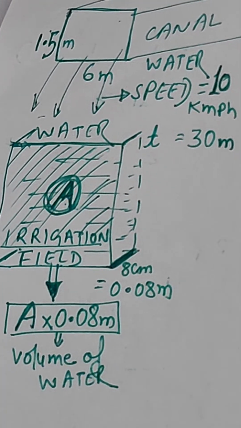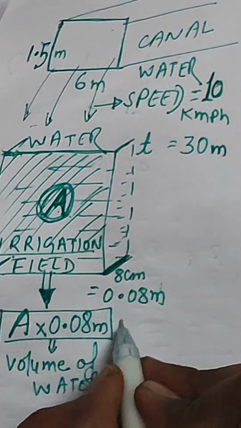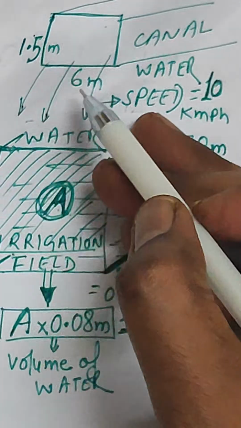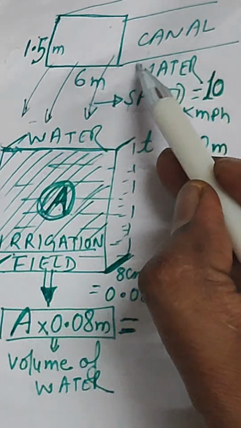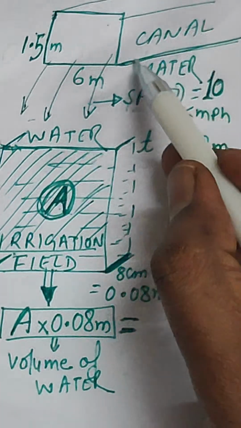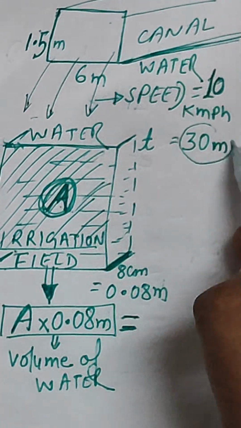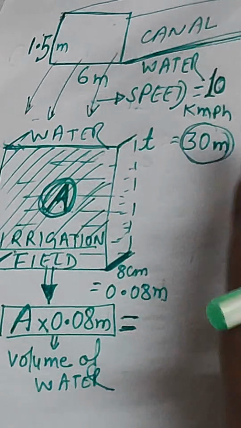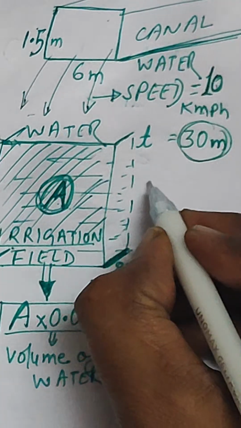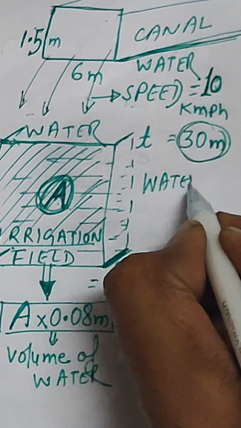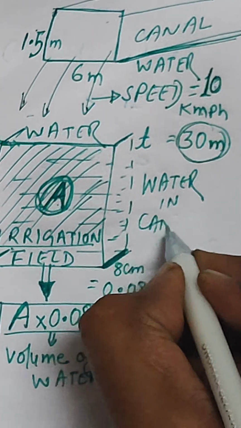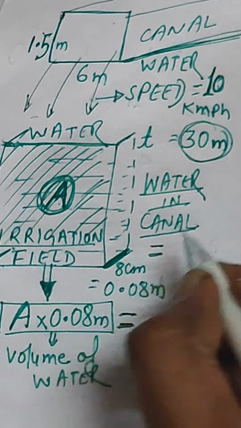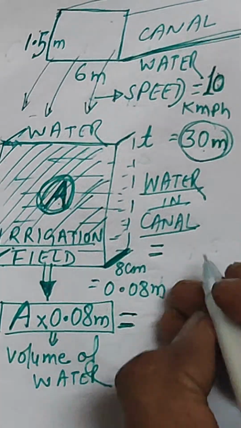So this volume of water needs to be equated with what? This needs to be equated with the cross section of the canal, 1.5 into 6 meter, plus the water which is flowing through this canal for 30 minutes with a speed of 10 kilometer per hour. So the total water in canal can be found out with the speed. You can see the speed given to you is 10 kilometer per hour.